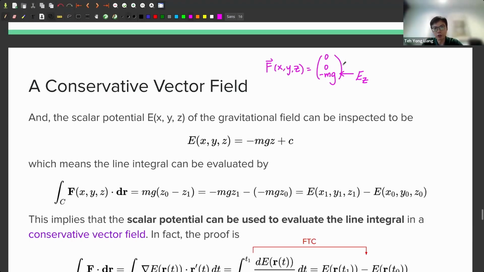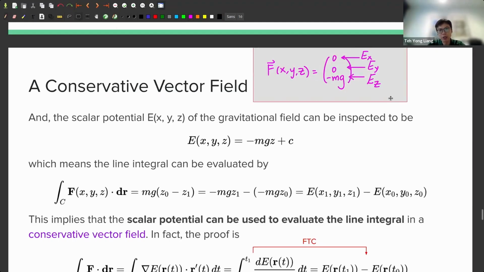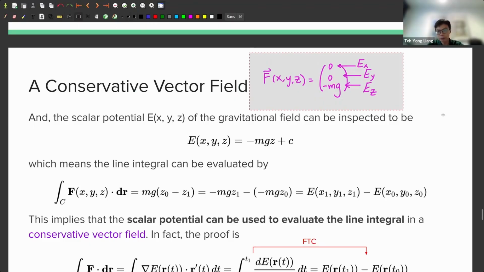Then because you have only a function of z, if you have E sub y, that means differentiating this function with respect to y, and with respect to x, you are going to get 0, because this is not a function of x and y. So just by inspection, we should agree with the scalar potential we would get if we went through the long-winded process of integrate, differentiate, compare. So now this is the scalar potential.